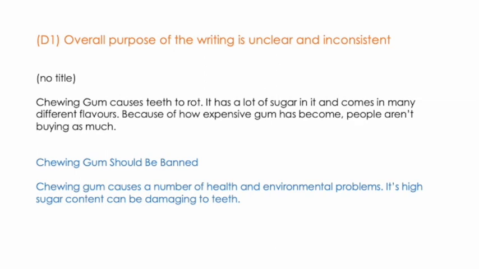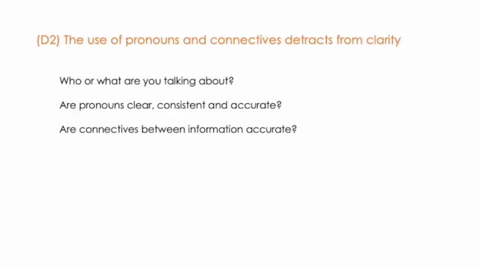Its high sugar content can be damaging to teeth. So the fact that its high sugar content is damaging reinforces the health problems that were talked about in the previous sentence. It's really important when we're writing particularly extended pieces that each sentence complements the overall purpose of the writing. We now move on to D2.